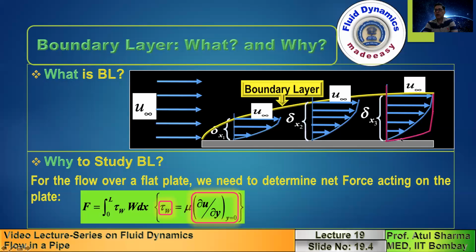So this velocity profile corresponds to the turbulent boundary layer, and this blue color velocity profile corresponds to the boundary layer for a laminar flow. So in a turbulent flow, you can see that the velocity gradients near the wall are much larger, and you have a much larger wall shear stress and shear force for a turbulent flow.